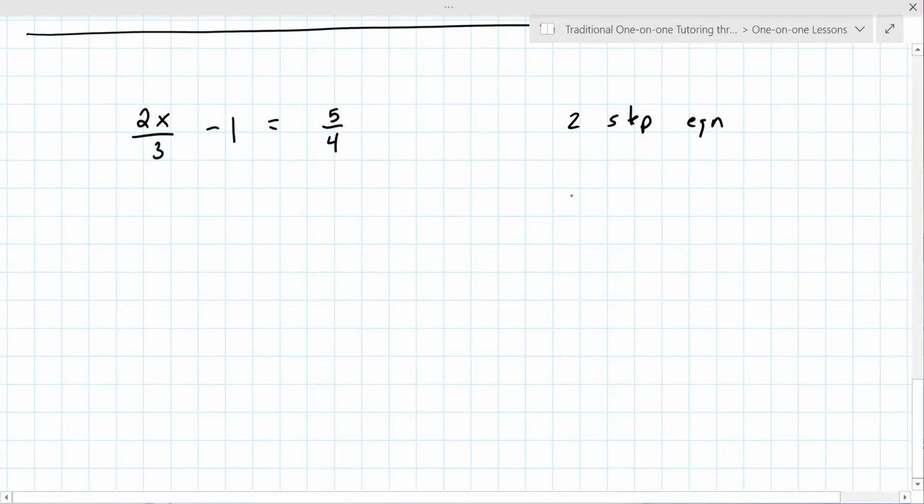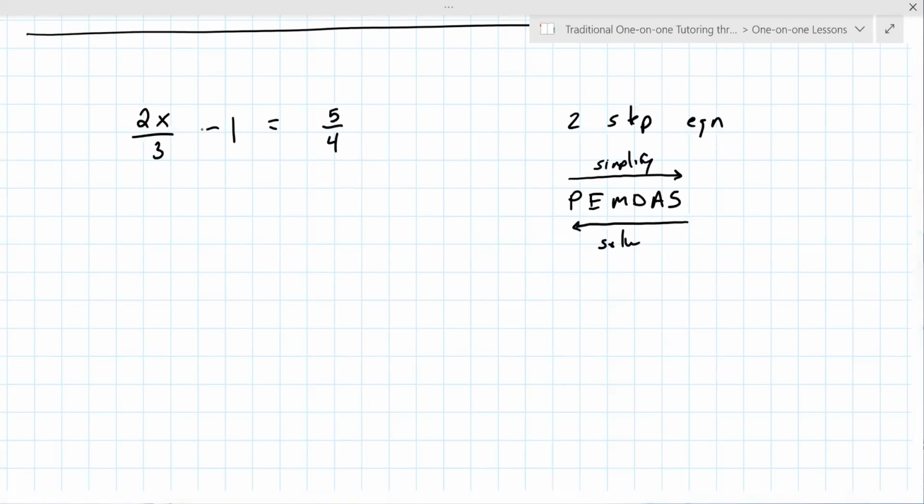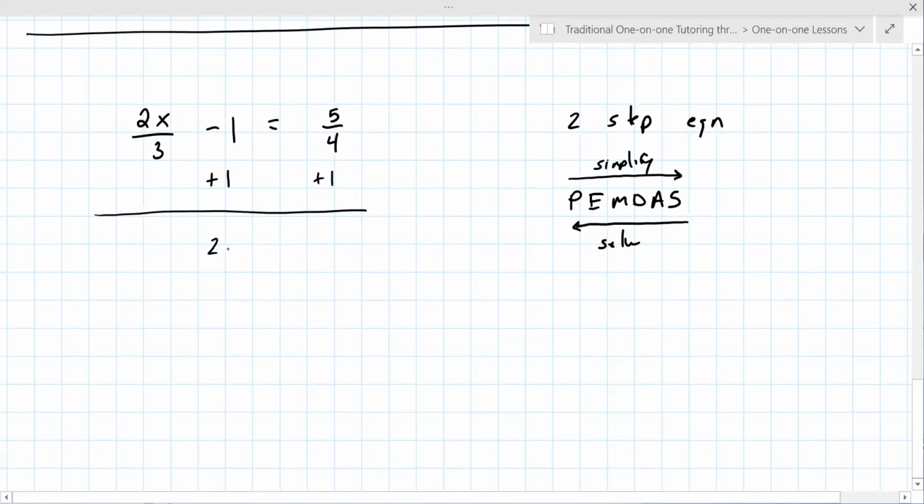And you know order of operations. You're probably seeing this in class now. So when you're simplifying, you go this way. And when you're solving, you go back the other way. So you have to undo addition and subtraction first. So what is addition here? Would you bring the negative 1 over to the other side? Yes, you need to add 1 now. So add 1. So 2x over 3 equals 5/4 plus 1.